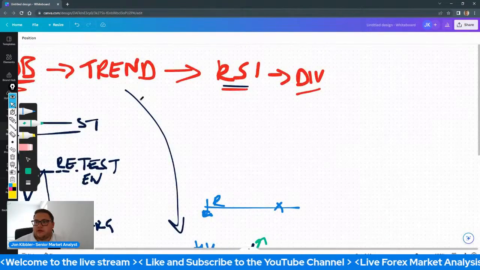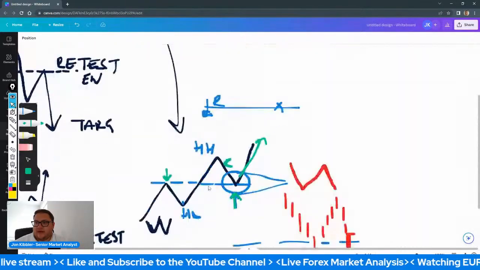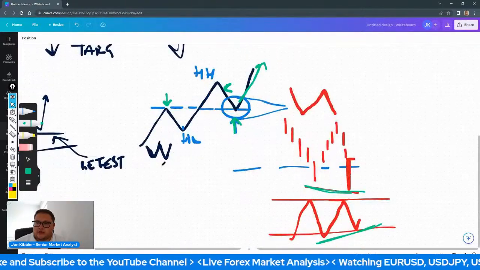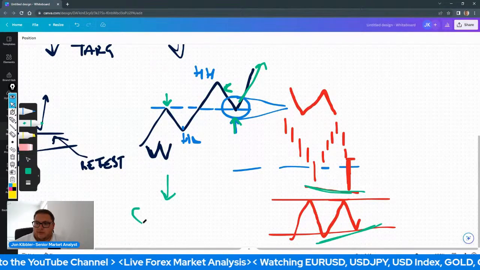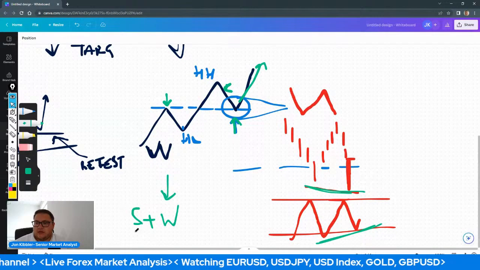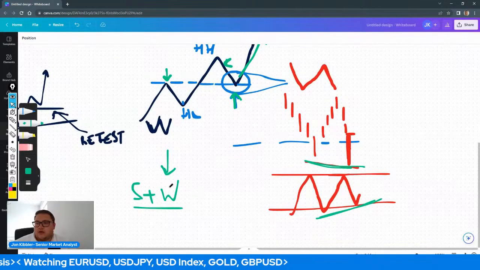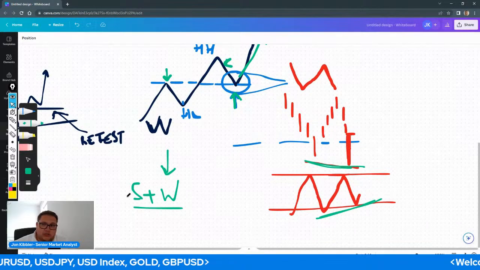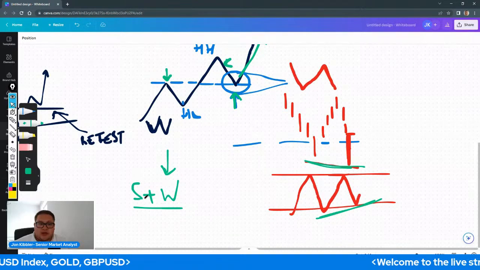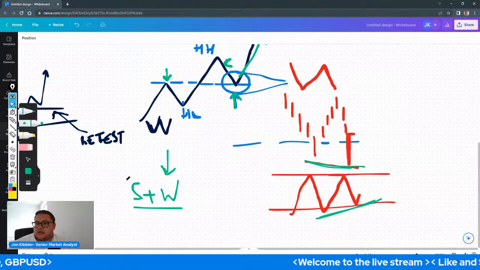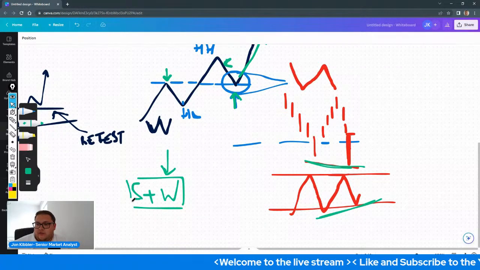Okay. Now, trends, like I said, can be found in different ways. You know, I like to use what you've seen before. You've seen my strength and weakness meter. I like to use the strength and weakness meter to determine what currencies to be watching and where the trends are more likely to develop. So that's where I kind of look for that.